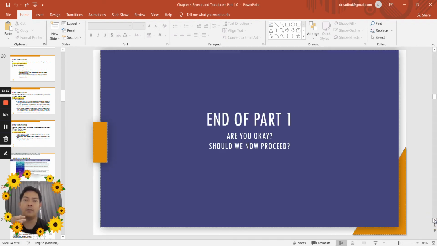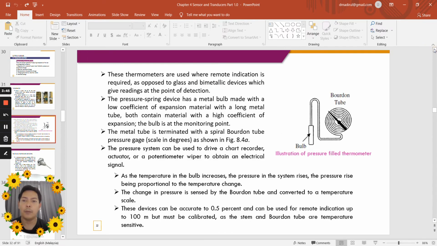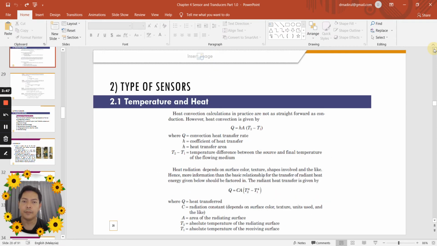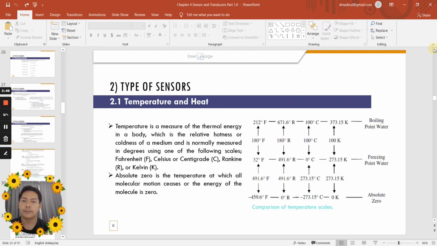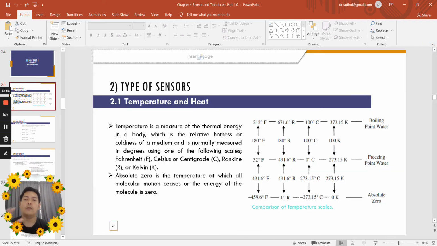This is the end of part one, which I have already recapped. Then we proceed with part two. For part two, we will be looking into the scope of types of sensors. There are a lot of sensors available, however they are classified into different classes.